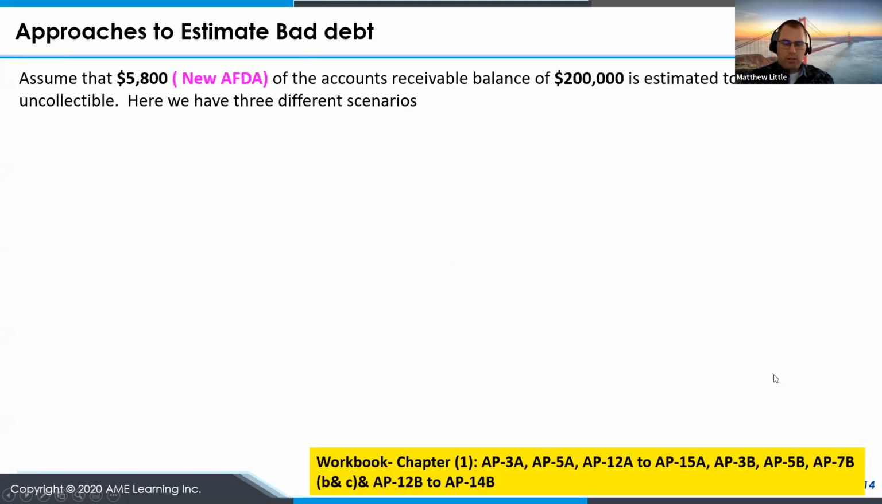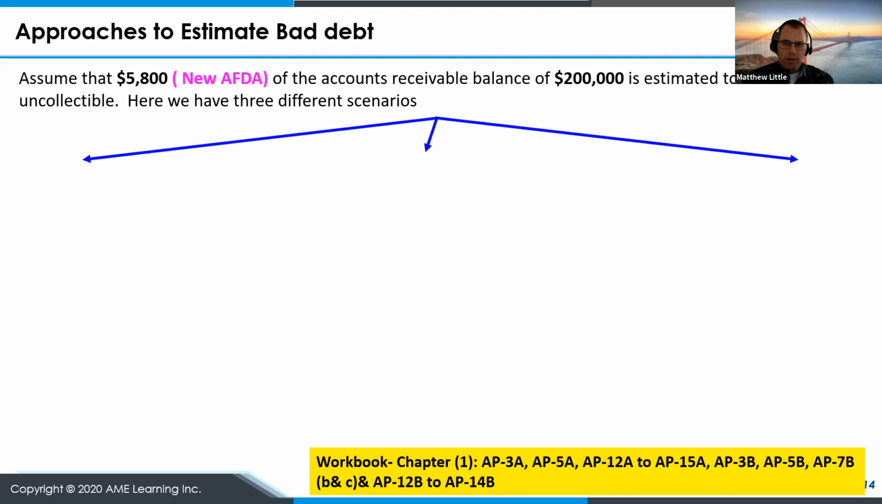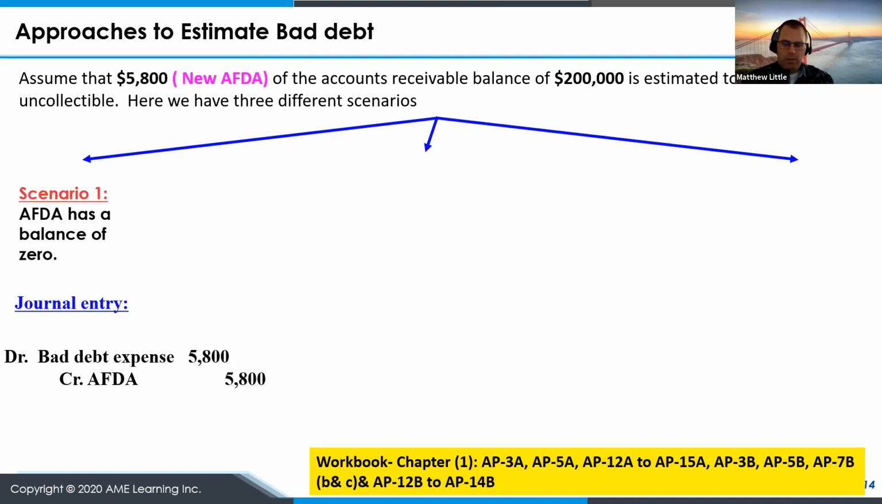So let's assume that $5,800 of the AR balance of $200,000 is estimated to be uncollectible. And we have a few different scenarios of what can happen. If our allowance for doubtful accounts has a balance of 0 to begin with, we would then debit the bad debt expense for $5,800 and credit the AFDA for $5,800.